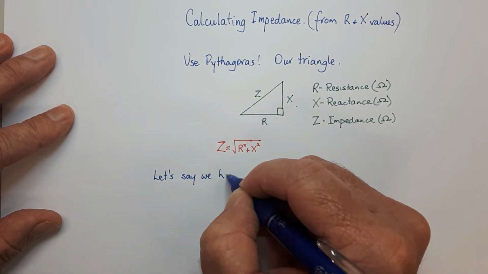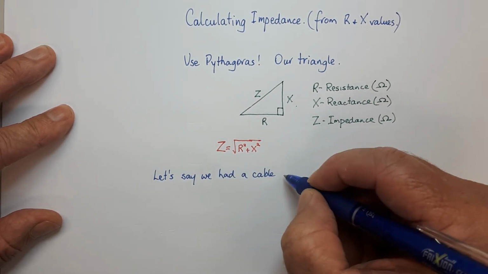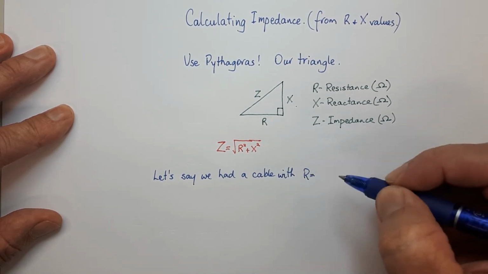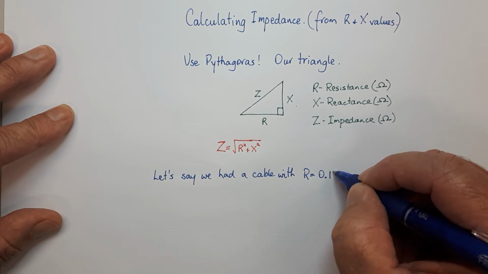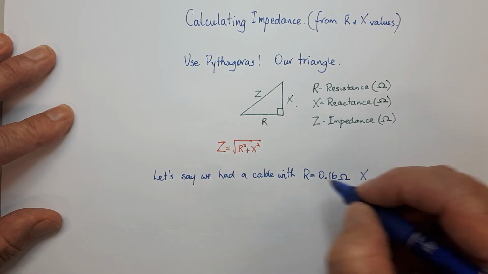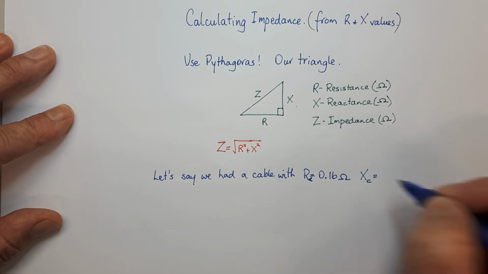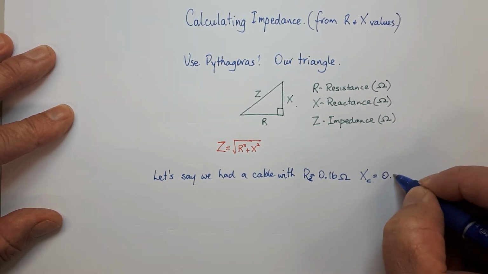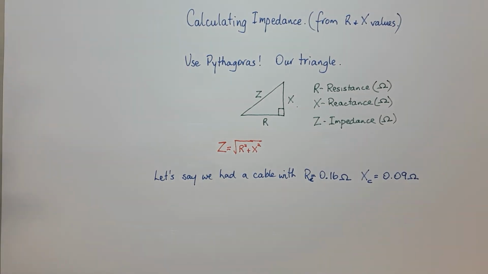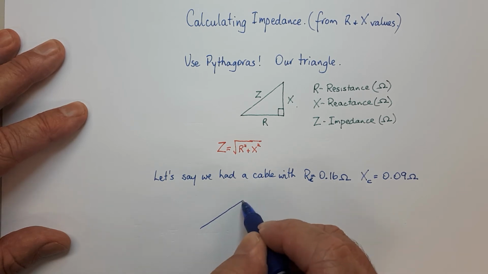cable with resistance of 0.16 of an ohm. And the same cable had a reactance, that's actually RC, we'll call that RC for the cable, and XC is, say, it's 0.09 ohms. Alright, so easy enough to find out the impedance of that. If we put our triangle in.